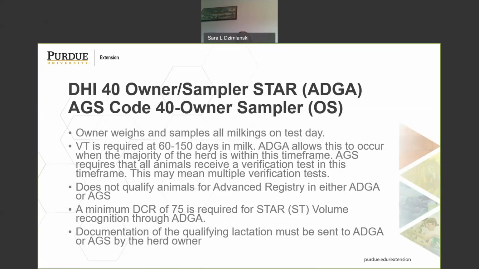The verification test is required between 60 and 150 days in milk. So ADGA will allow this if the majority of the herd is within the time frame. Like 75% or better, I think, is what Lisa said. But AGS requires that there be a verification test of every animal within that time frame. So you might have to do multiple verification tests with AGS.